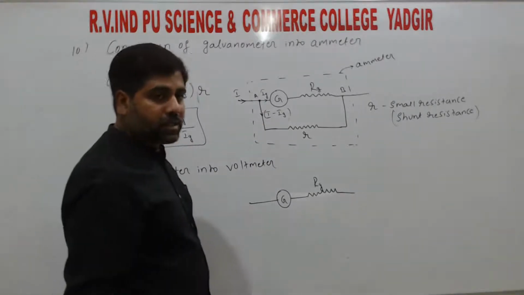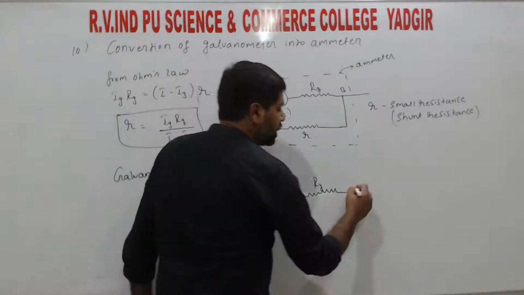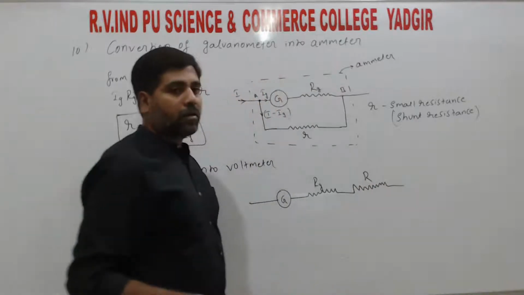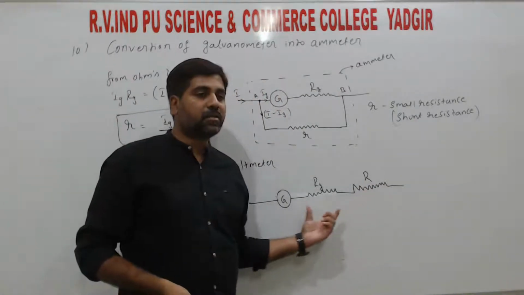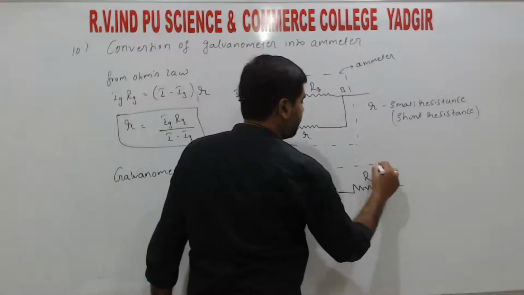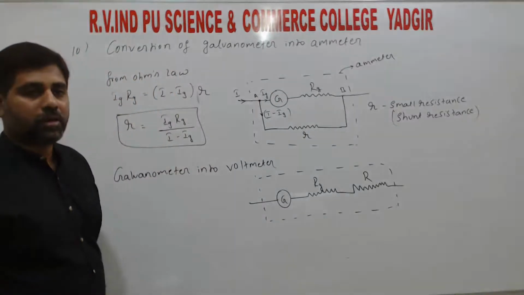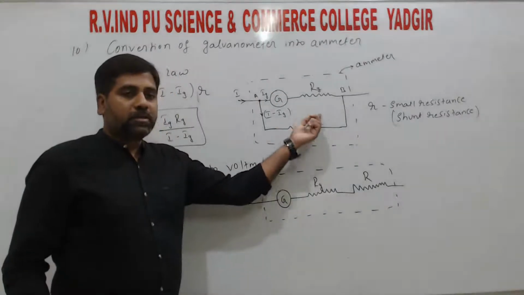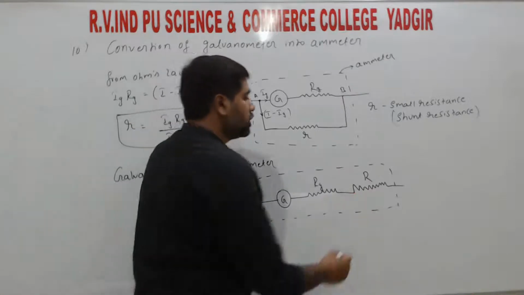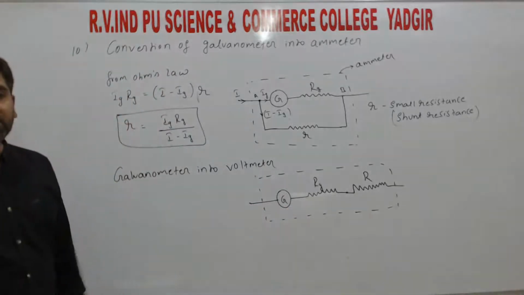Now a high resistance is connected in series with the galvanometer. We are connecting one resistance, and that resistance is a high resistance, which is why we take a capital R. So when a high resistance is connected in series with the galvanometer, this whole combination acts as the voltmeter. For the ammeter, a small resistance in parallel; for the voltmeter, a large resistance in series. So connecting the large resistance in series with the galvanometer, the galvanometer behaves as a voltmeter, right?